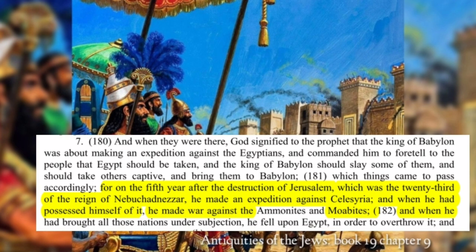The Kingdom of Moab was a kingdom of the Near East, but they were expelled and exiled out of their land. For on the fifth year after the destruction of Jerusalem, which was the 23rd of the reign of Nebuchadnezzar, he made an expedition against Syria. And when he had possessed himself of it, he made war against the Moabites. They were invaded by the Babylonians under King Nebuchadnezzar and expelled out of the Near East.